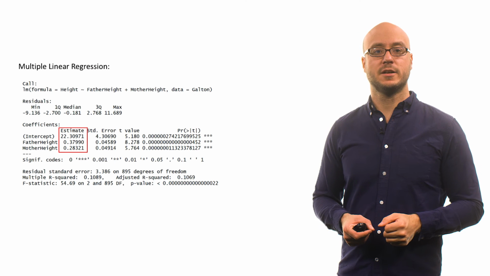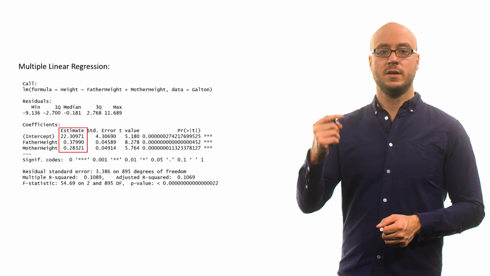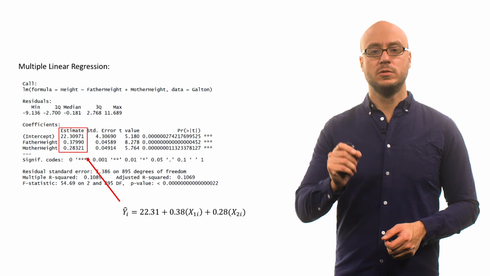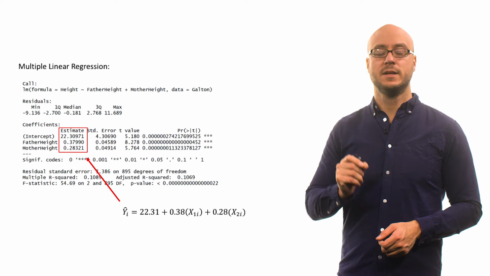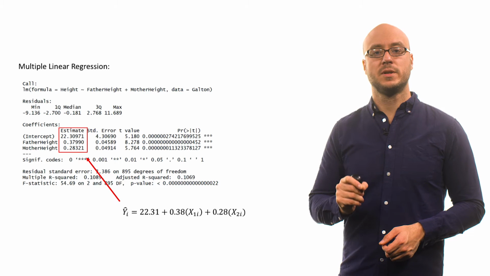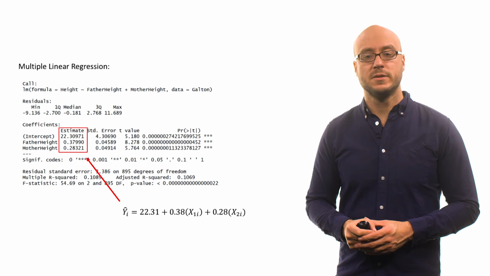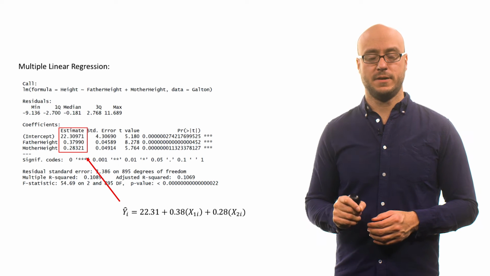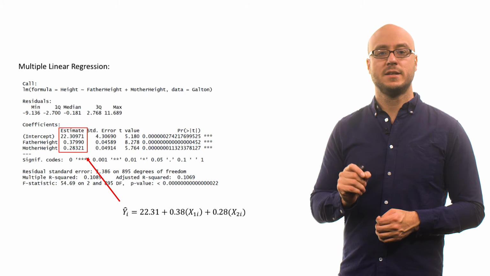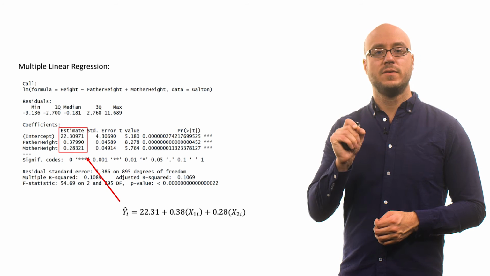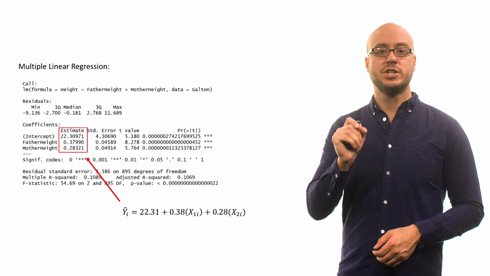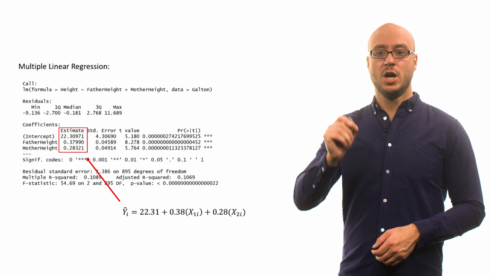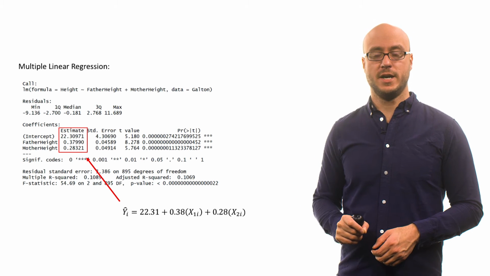The idea here is that we're predicting children's height using the height of their fathers and the height of their mothers. The model is now 22 roughly plus 0.38 times the height of fathers plus 0.28 times the height of mothers. We can see that the coefficient of father has changed because it now has a different meaning. The slope of father says that for every 1 inch increase in father's height, we expect children's height to increase by 0.38 inches, holding constant or controlling for mother's height.